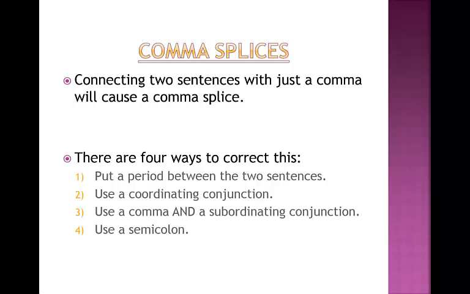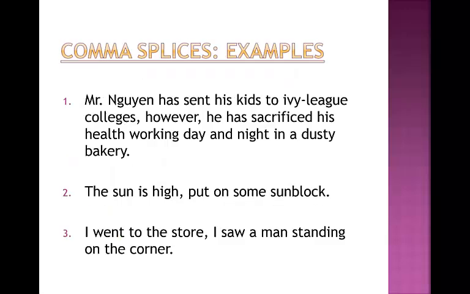And there's 4 general ways to correct this. The first of which, and usually the right selection almost every time, is that you just have 2 sentences, right? And there's a comma in between them. So you just take the comma out, put in a period, and make them 2 separate sentences. You could also use a coordinating conjunction, which we'll talk about in a moment. Or you could use a comma and a subordinating conjunction, which we'll also talk about in a minute, or you could use a semicolon.